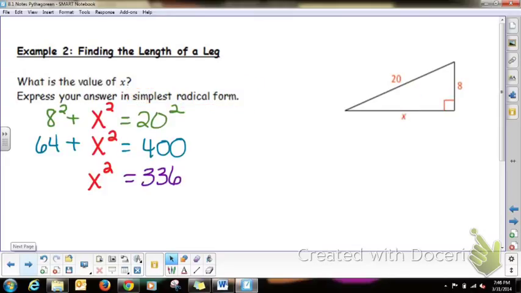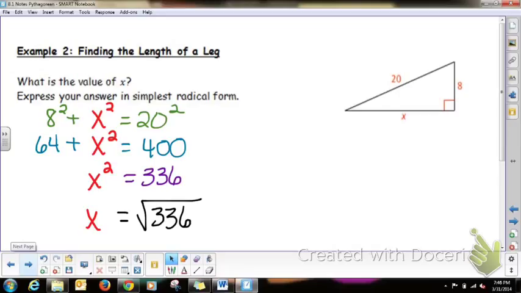So you should have set this up as 8 squared plus x squared is equal to 20 squared. 8 squared is 64, plus x squared is equal to 400. You would subtract 64 to find that x squared is equal to 336. In order to get the x all alone, you want to take the square root of 336. Well, as we've practiced in class in both geometry and in algebra 2, you want to simplify this radical by taking out pairs. Pairs are squares. So let's figure out what pairs are inside there.